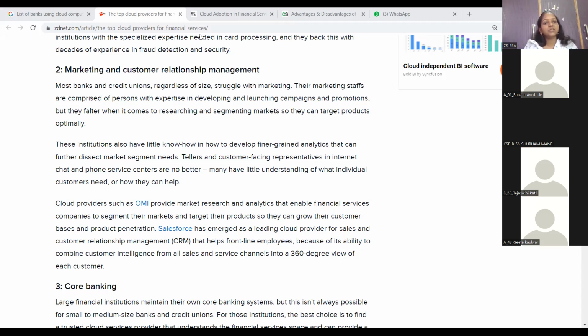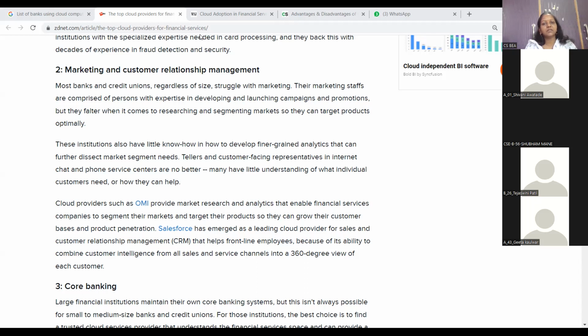So these institutions also have some little know-how in how to develop the finer-grained analytics that can further dissect market segment needs. So as per the needs, you have to provide the services to your users.